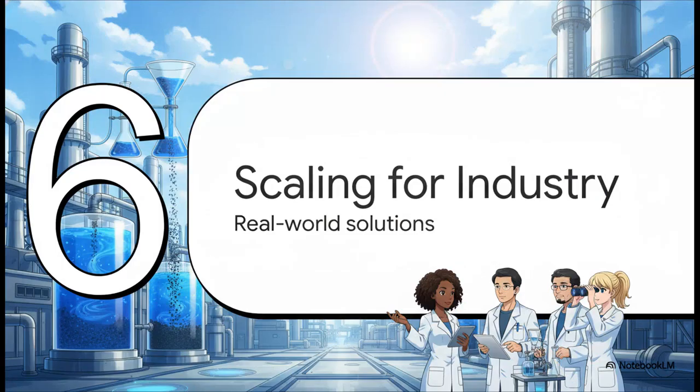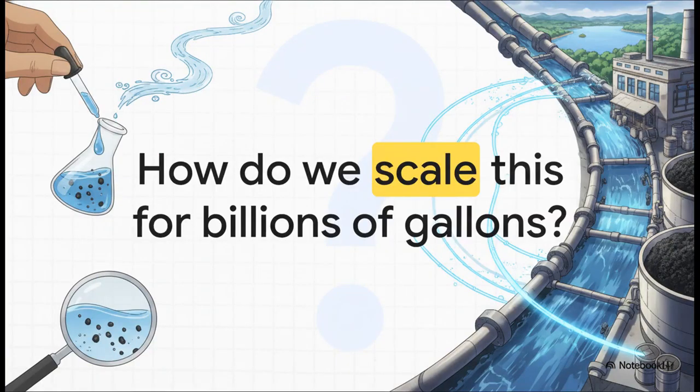And finally, Section 6, scaling for industry. So our batch experiment is a fantastic way to grasp the chemistry, but it does bring up a major logistical challenge. Treating tiny flasks of water one by one isn't going to be enough to save a local river from a massive textile mill's daily runoff. How do we scale this exact same surface chemistry for billions of gallons of continuous wastewater?